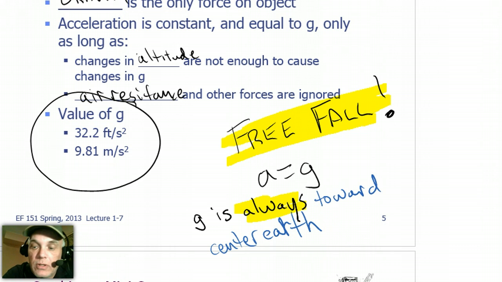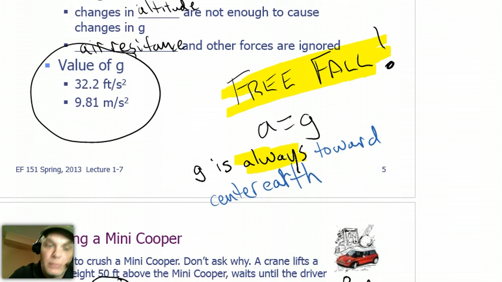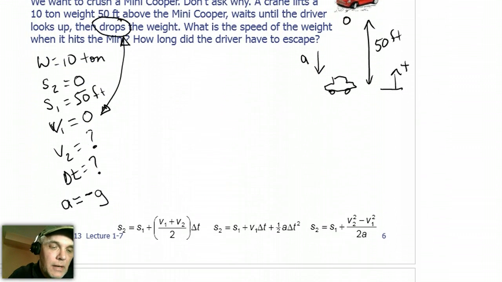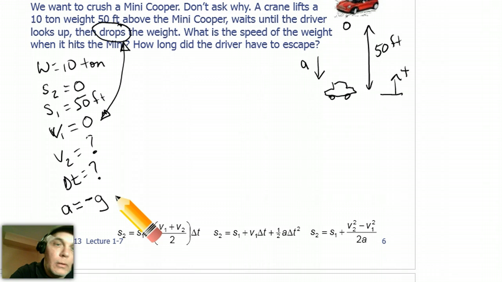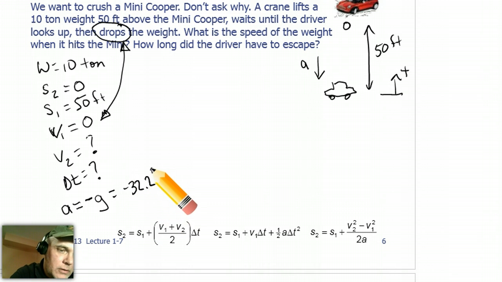We can choose our coordinate system either way. We could choose down as positive, and then g would be positive. Usually we'll use positive upwards, and the acceleration will be negative. g is just a magnitude. So we're working in feet, so in this case it's going to be minus 32.2 feet per second squared.